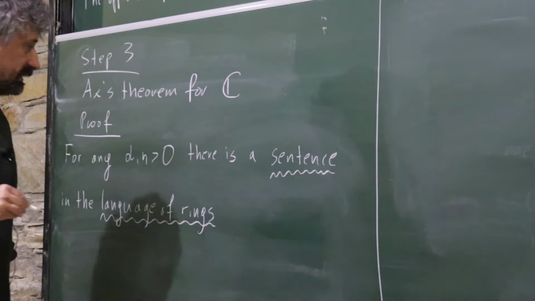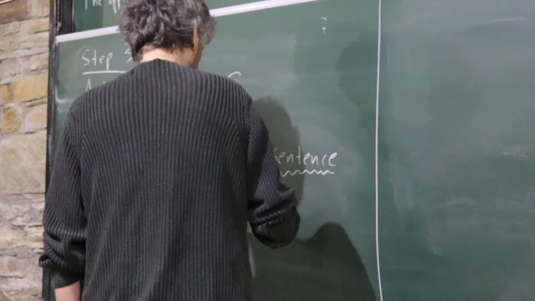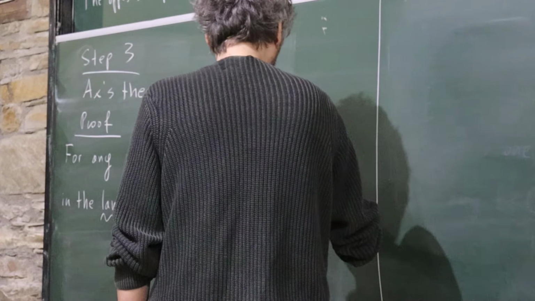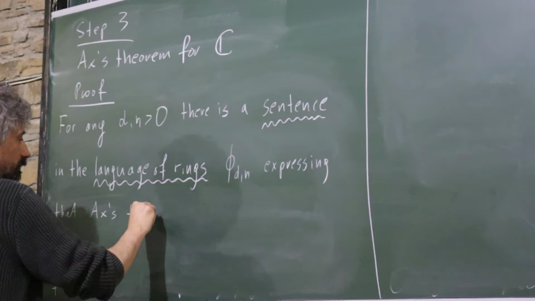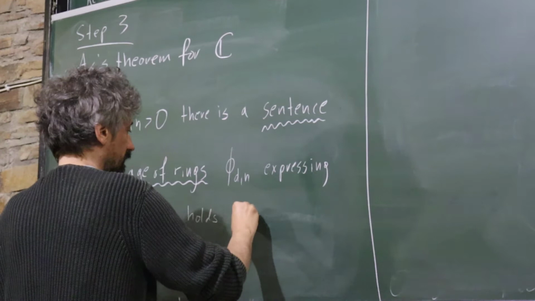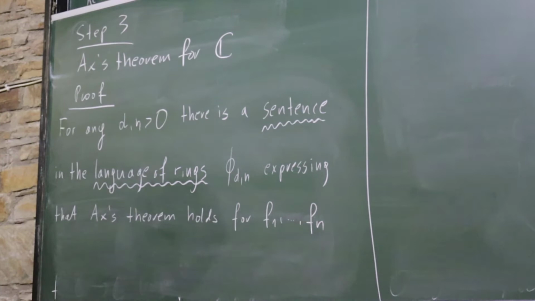Let us call it V_{d,n}, expressing that Ax's theorem holds for those f1, ..., fn, but with the extra restriction that the total degree of them is at most d.